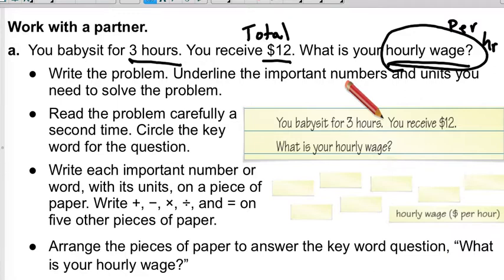Write each important number or word with its units on a piece of paper. Okay? I'm going to ask you to get out a piece of paper, and you're going to tear it up. I want that one paper torn into 8 pieces where you can write stuff on. Make sure they're big enough that you can work with. On one page, you're going to write hourly wage. This, dollars per hour. I know this seems kind of silly, but it really makes this make sense for you.